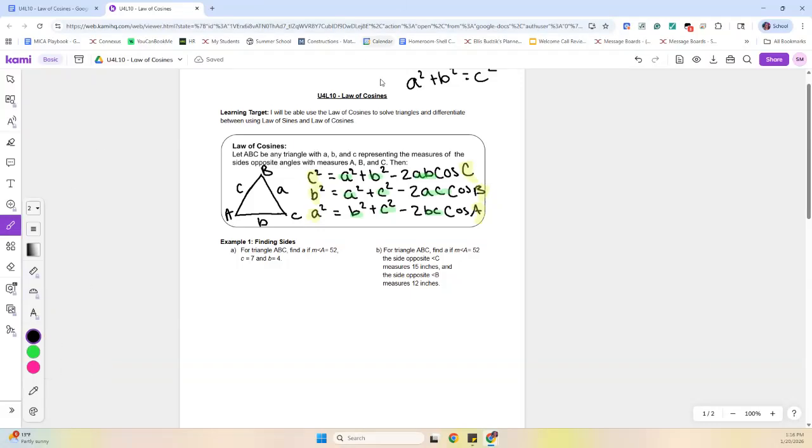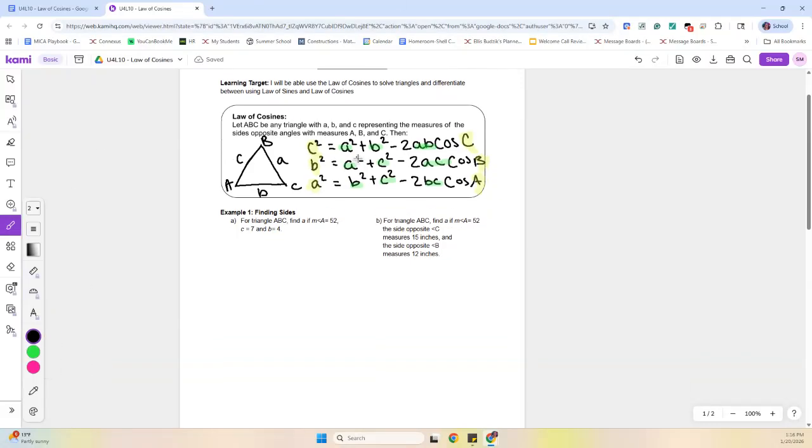All right, so for example 1, it says for triangle ABC, find A if the measure of angle A is 52, C is 7, and B is 4. Sometimes you have to figure out whether you want to use law of cosines or law of sines. Notice this doesn't necessarily tell you, even though we're on a law of cosines sheet.